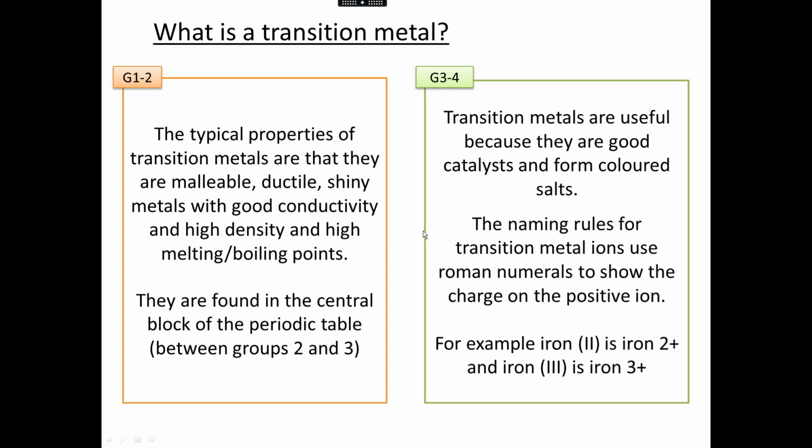Explain why they're useful and what are the naming rules. They're useful because they are good catalysts and they form a range of coloured salts. The naming rules are, we use Roman numerals to show the charge on a positive ion. So iron(II) is a 2+ ion. Iron(III) denotes a 3+ ion.